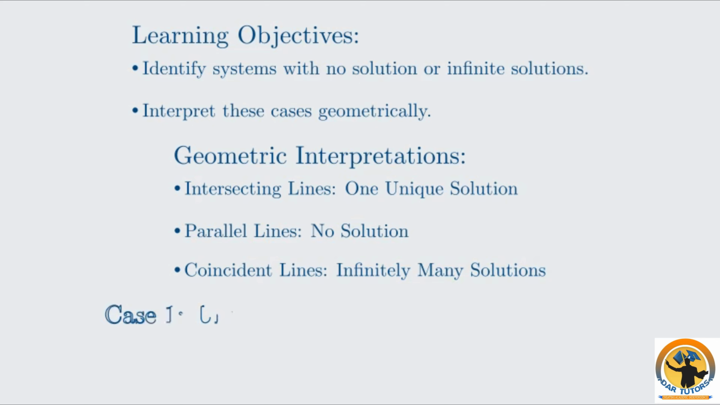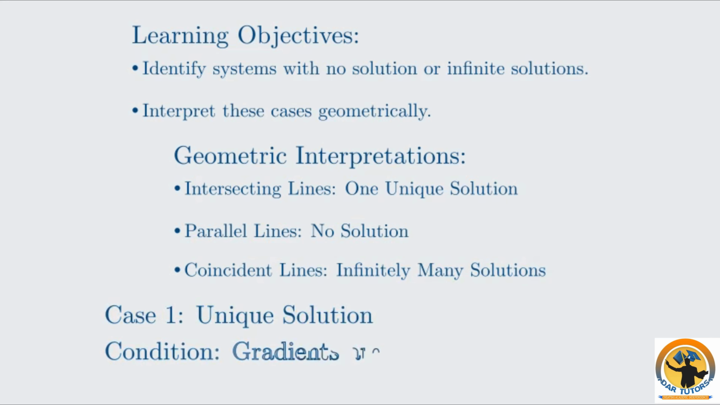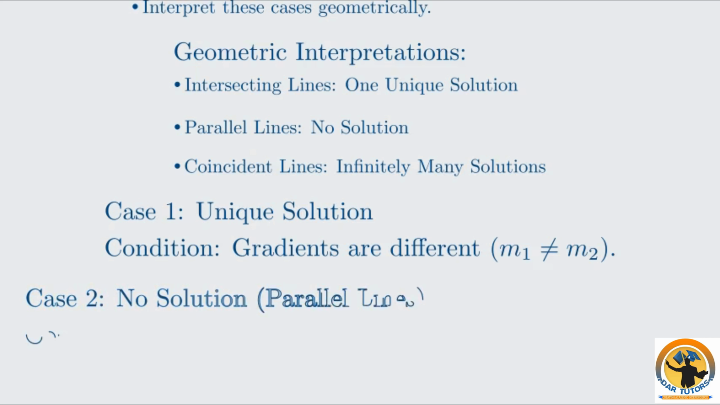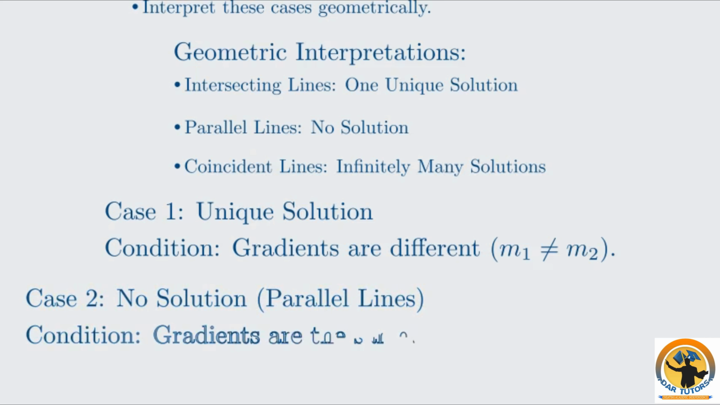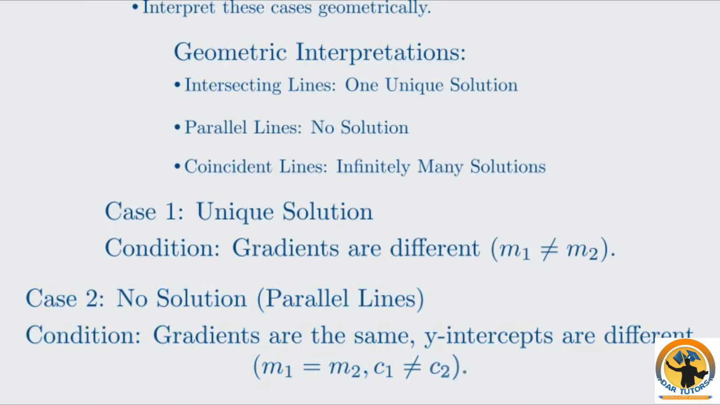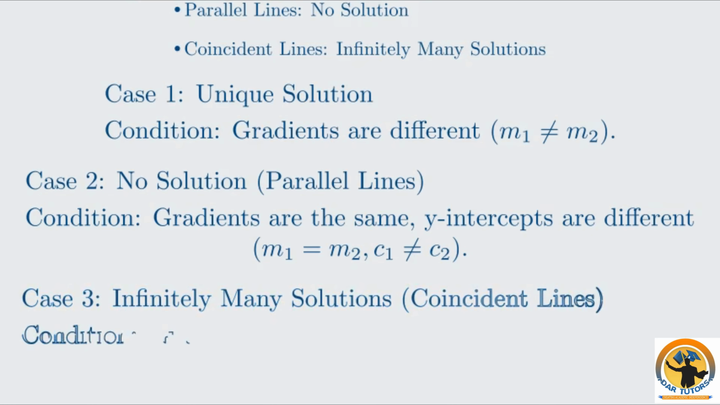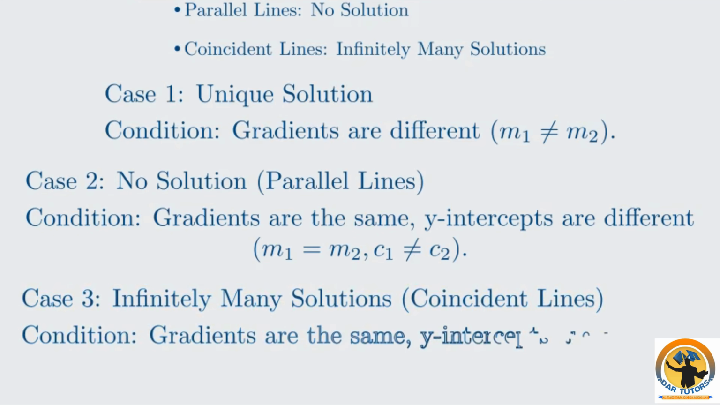For a system to have a unique solution, the lines must intersect, which means they cannot be parallel. Therefore, their gradients must be different. For a system to have no solution, the lines must be parallel and distinct. This means they must have the same gradient but different y-intercepts. For a system to have infinitely many solutions, the lines must be identical or coincident. They have the same gradient and the same y-intercept.